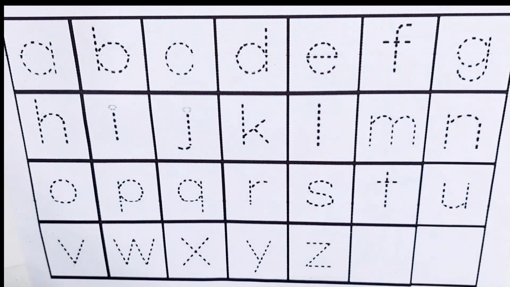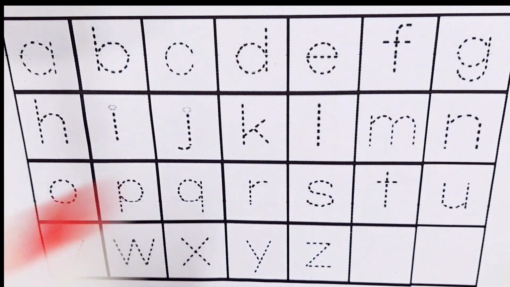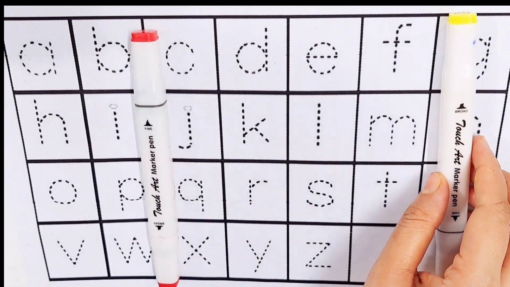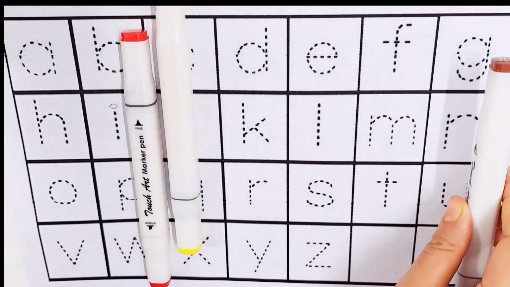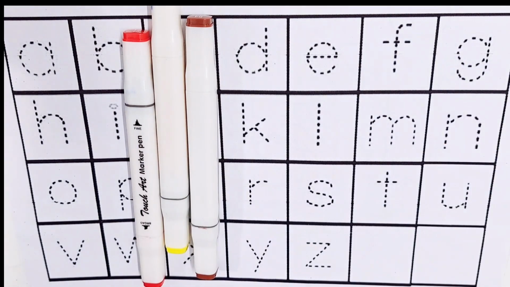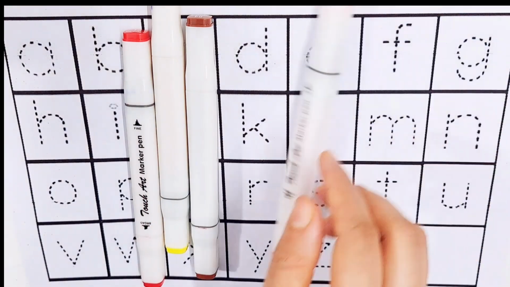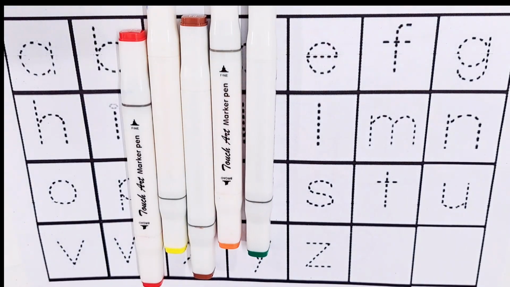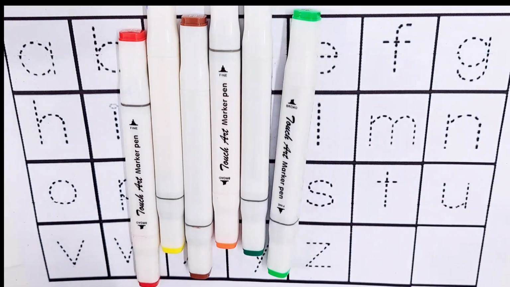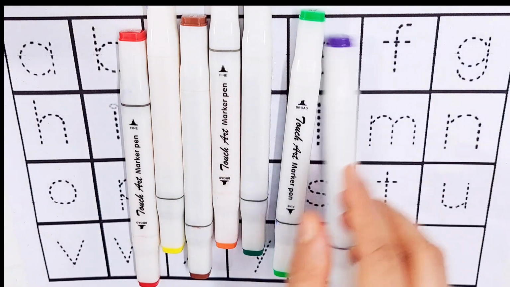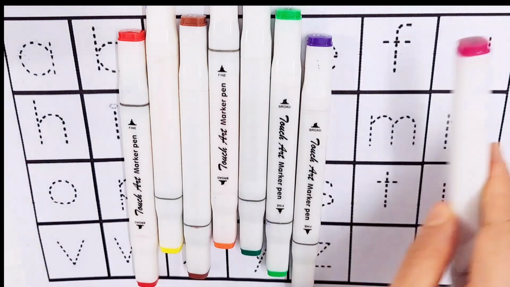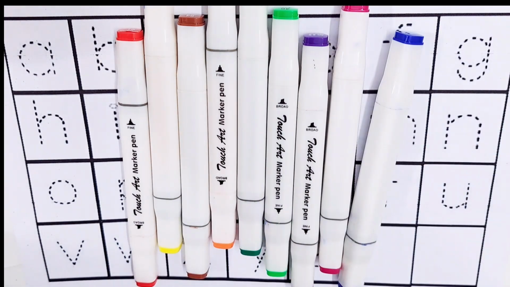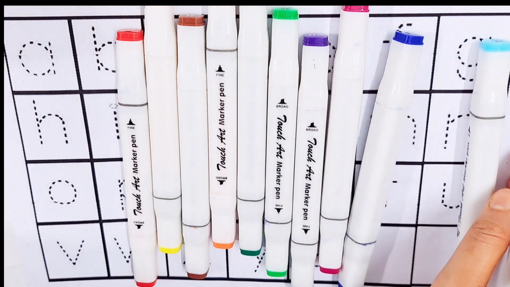Hello guys. Let's learn some colors name. Red color, yellow color, brown color, orange color, dark green color, light green color, violet color, purple color, dark blue color, sky blue color.